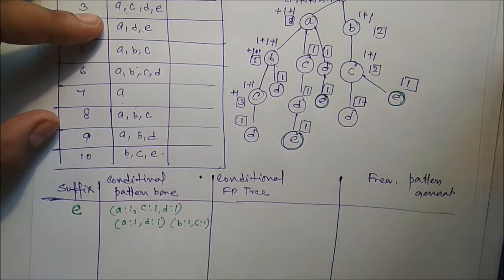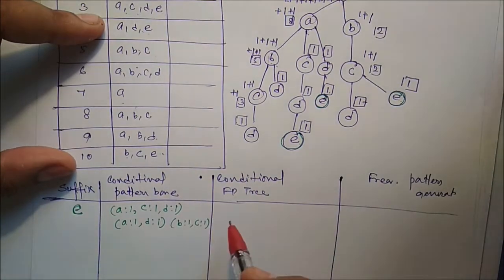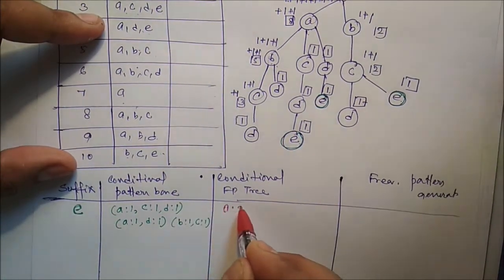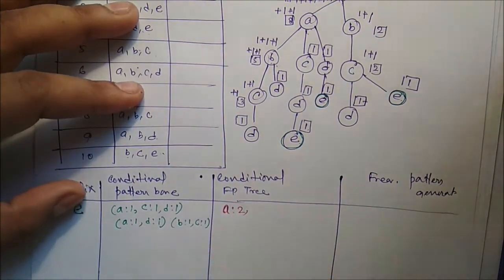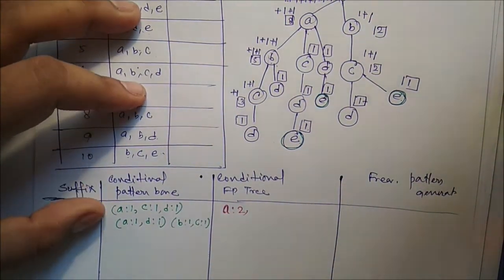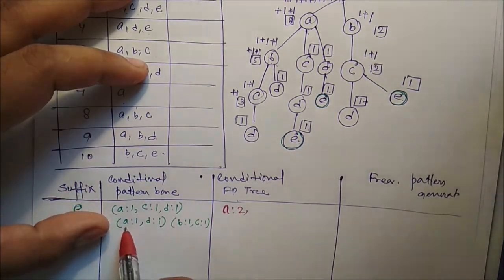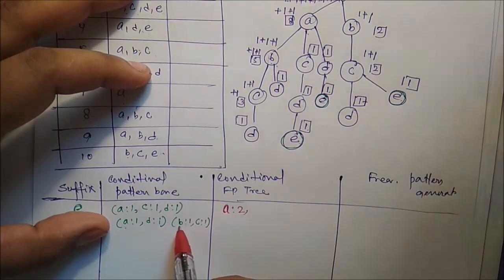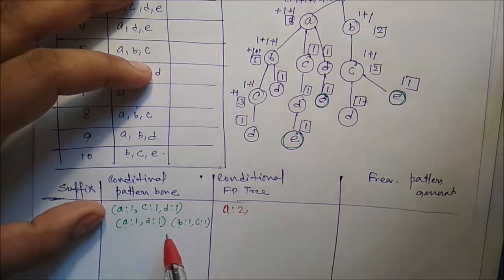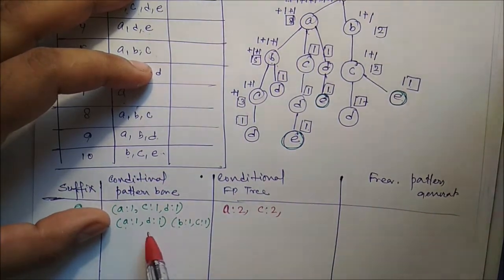For the conditional FP tree, how many total A are there? We can see here 2 A are there. Next, how many B are there? It is a single B, so we have to discard B. Okay. Then how many C are there? 2 C are there. How many D are there? 2 D are there.